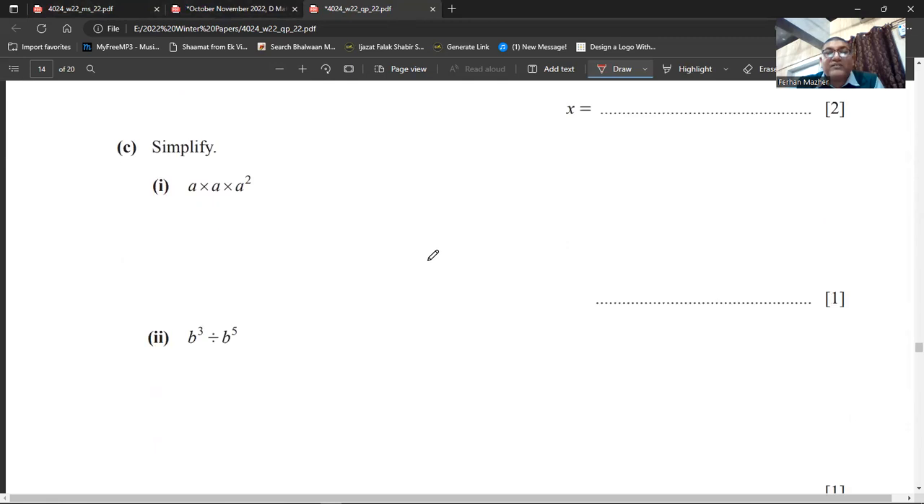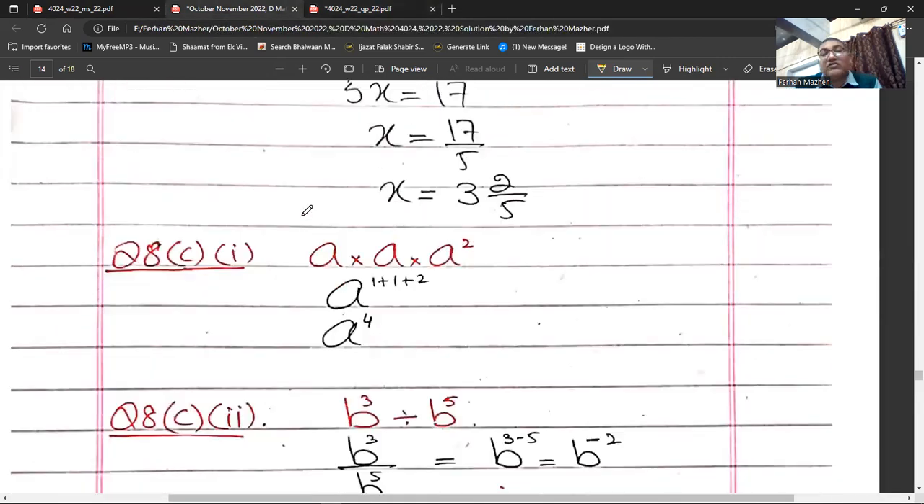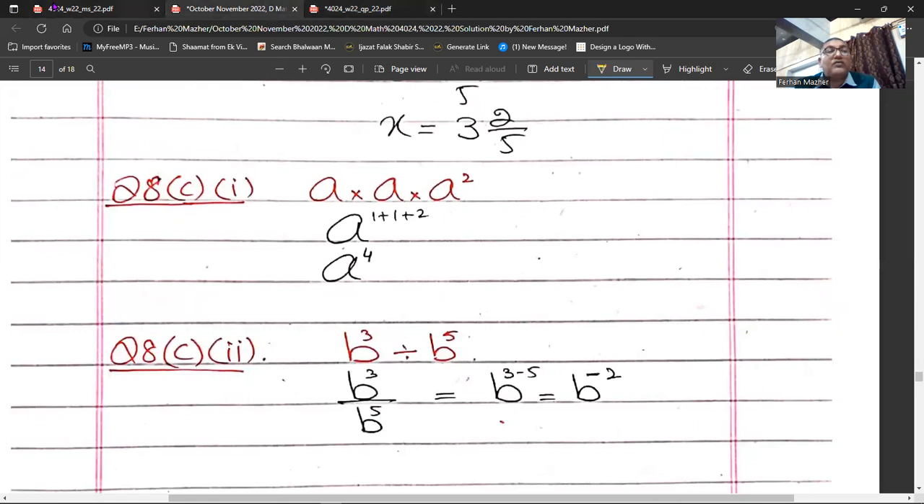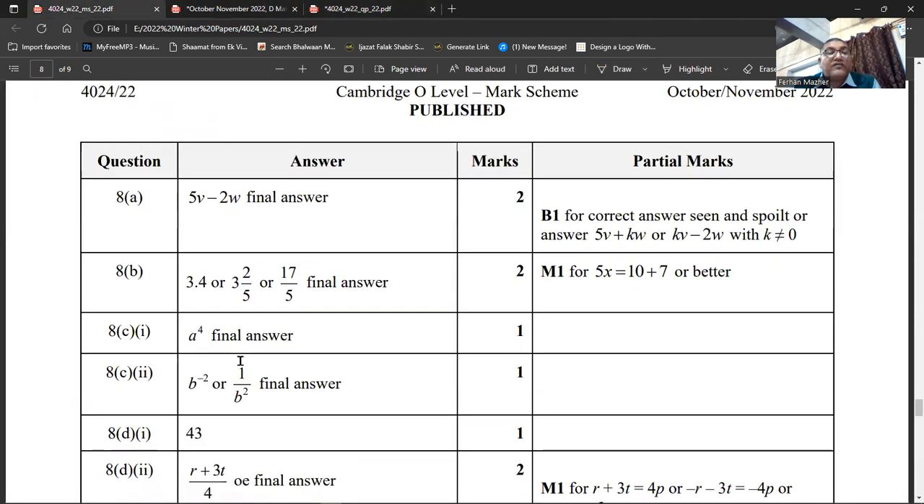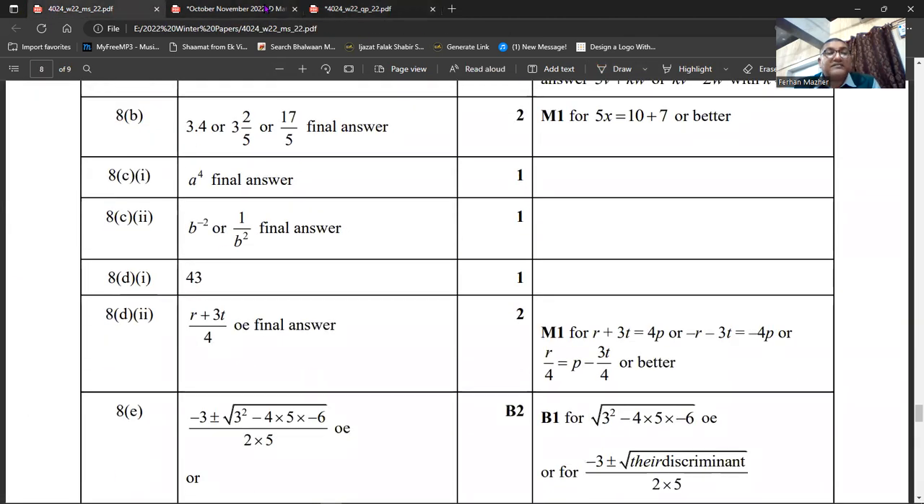And then we have the C part, question number 8. He says simplify. First part. Here we have A multiplied by A square. So A power 1 multiplied by A power 1 multiplied by A power 2. So the powers will be added. So you will have A raised to power 4. A raised to power 4 is the right answer, sir.